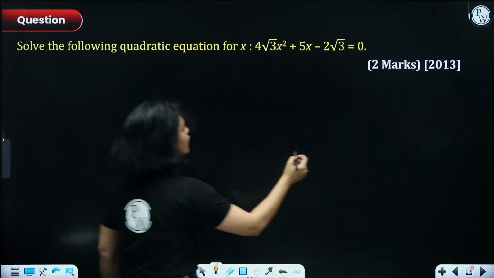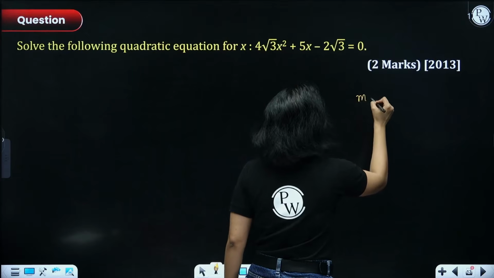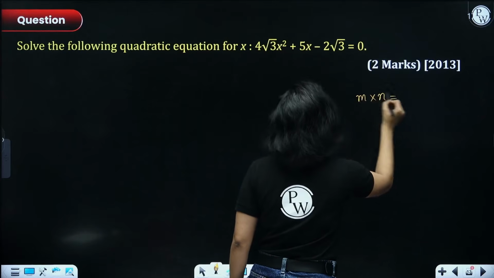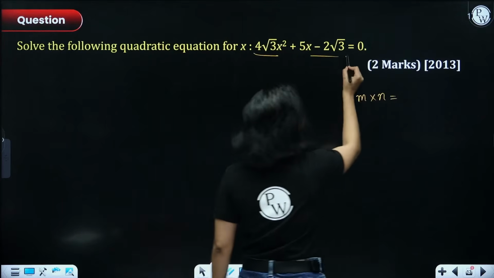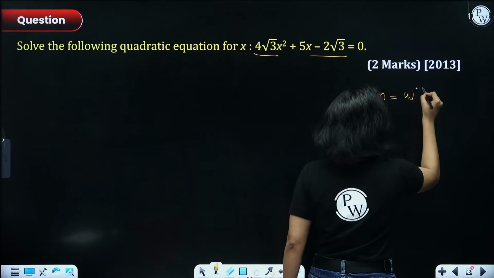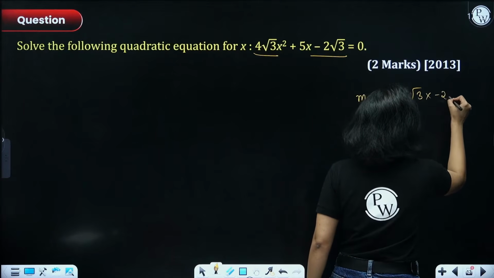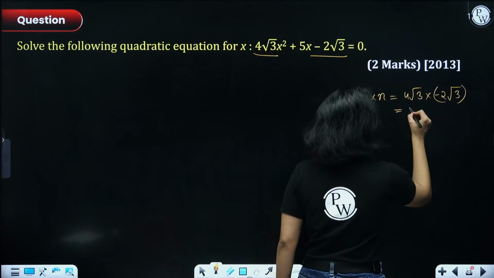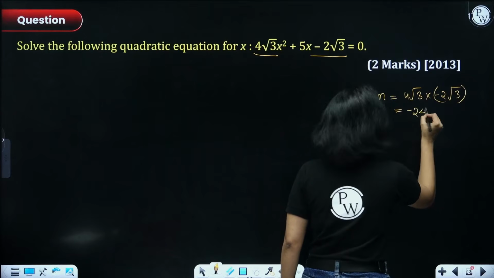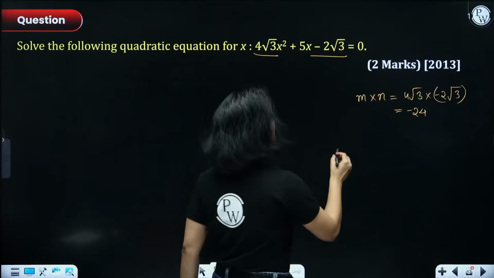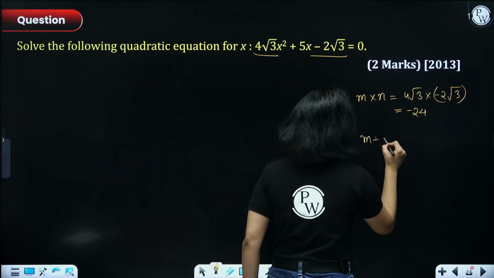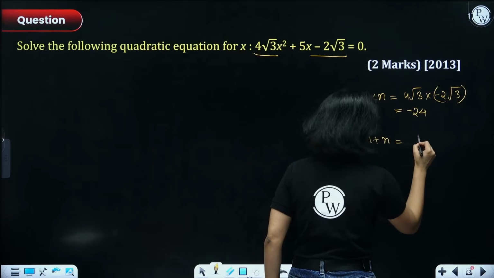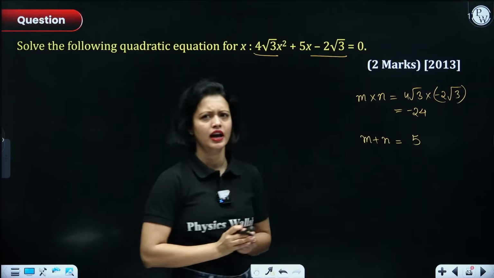Okay, so first of all, I'll be figuring out m and n such that the multiplication is what? Multiplication is 4 root 3 into negative 2 root 3, right? So 4 root 3 into negative root 3. What would that give us? That would give us negative of 24. So m into n should be negative of 24, while m plus n should give us a positive result, 5. It should give us 5.